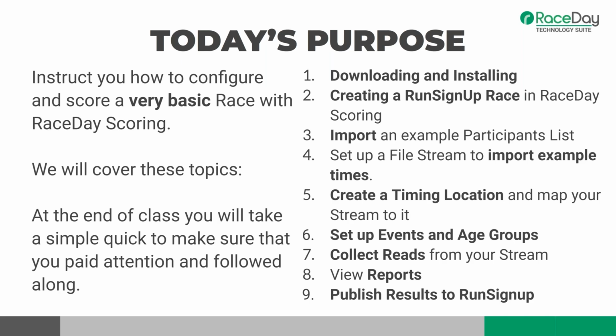Downloading and installing race day scoring, creating a RunSignup race in race day scoring, importing an example participant list, setting up a file stream to import the example times that we've provided to you, creating a timing location, mapping your streams to it. We'll be going into how to filter times to make sure that you're capturing the correct set of reads, setting up events and age groups, how to categorize your athletes, then collecting reads from your streams, viewing reports, and publishing results to RunSignup. So we'll be going through all of these today.